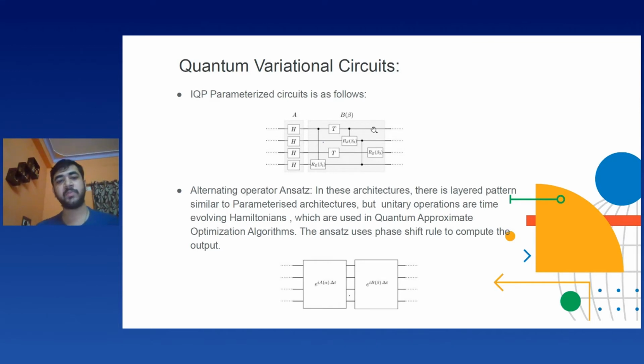So we can think of them as layered parameterized circuits. And since there are no classical components here, this is a pure quantum variational circuit. The next part is the alternating operator ansatz, or alternating operator quantum circuits. In these architectures, there is a layered pattern, which is quite similar to the parameterized circuit that we saw, but the unitary operations are time-evolving Hamiltonians.